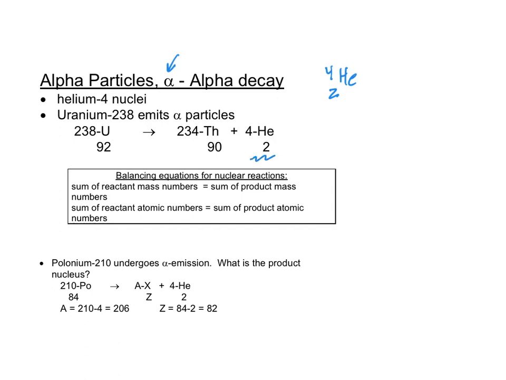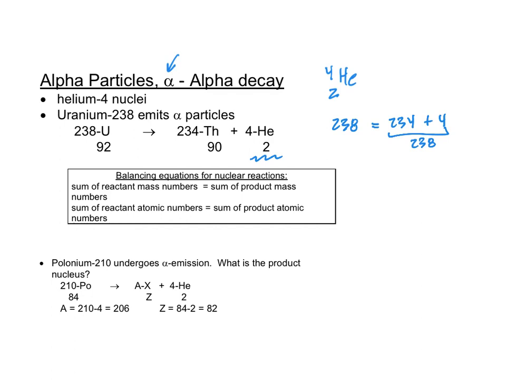Uranium-238 emits an alpha particle, and you can see there is the helium. What I want to point out is how we balance. If I take the atomic mass of uranium, and look at the atomic mass of thorium and the atomic mass of helium, you will see that the numbers have to add up. That's what's in the box: balancing equations for nuclear reactions.